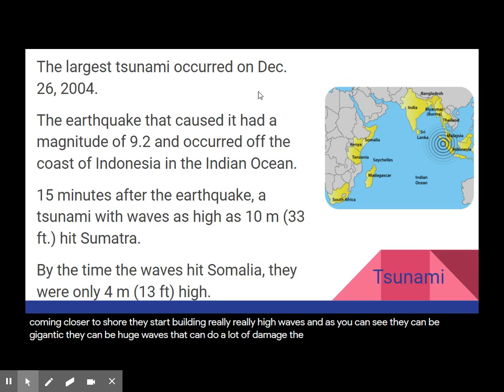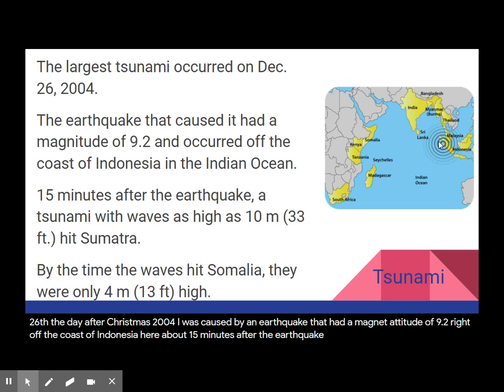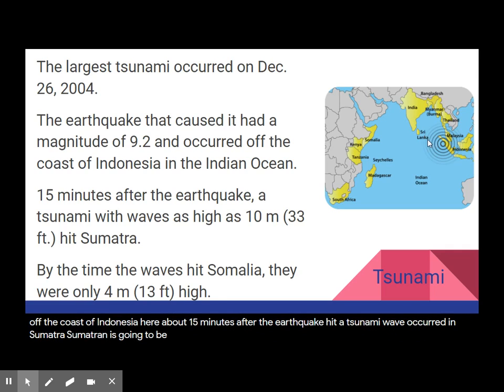The largest tsunami occurred on December 26th, the day after Christmas, 2004. It was caused by an earthquake that had a magnitude of 9.2 right off the coast of Indonesia here. About 15 minutes after the earthquake hit, a tsunami wave occurred in Sumatra. Sumatra is going to be a little island. It's not even on this map.